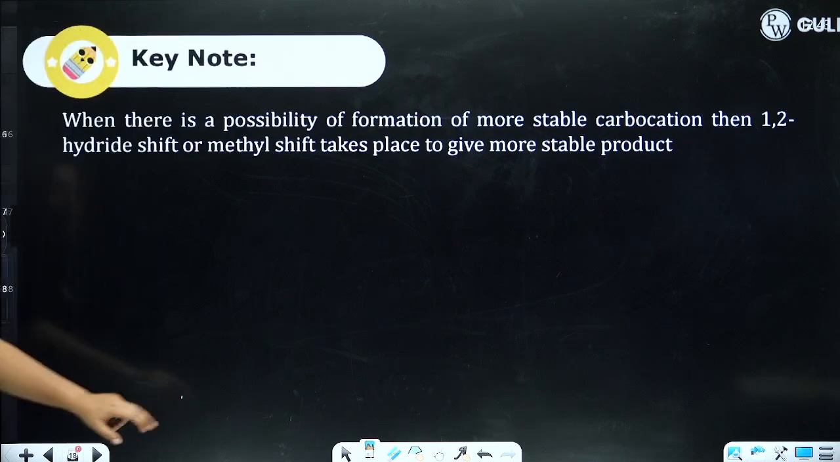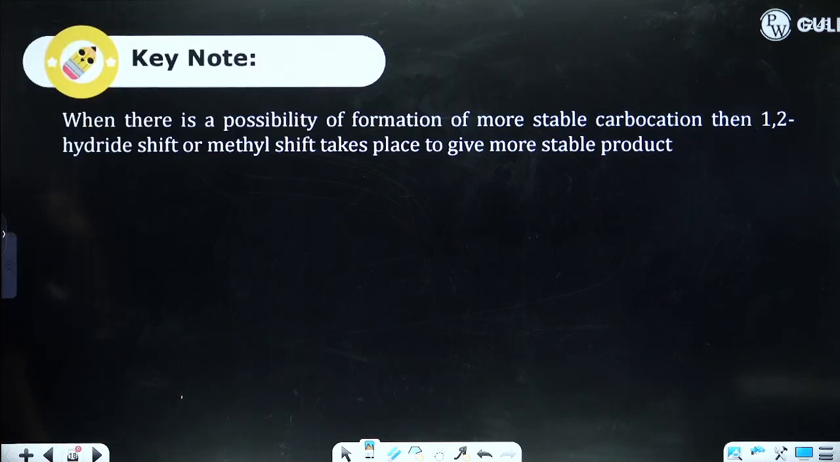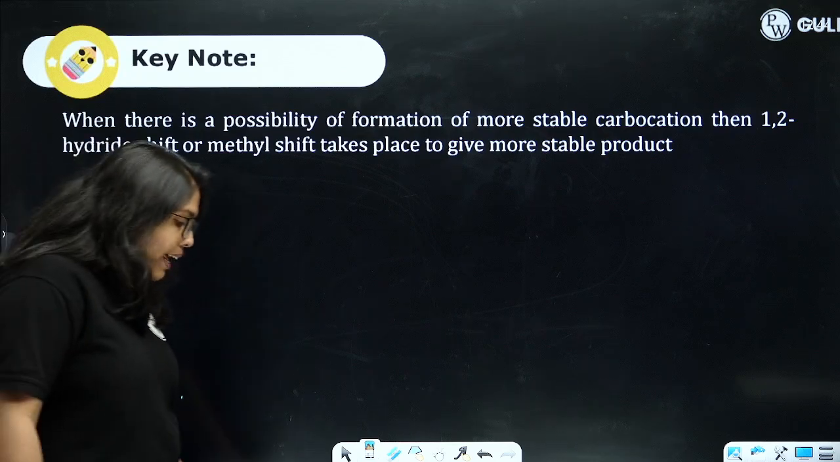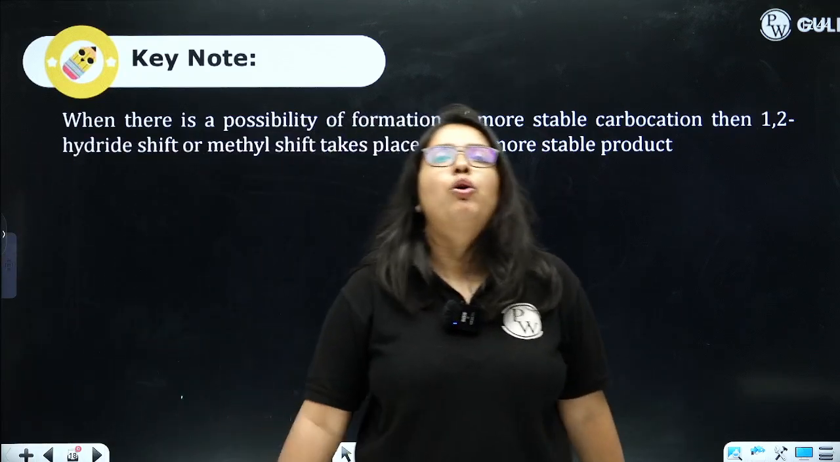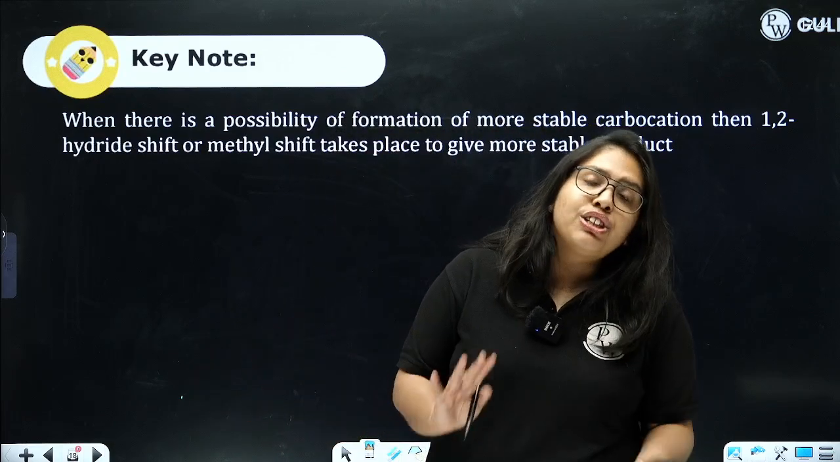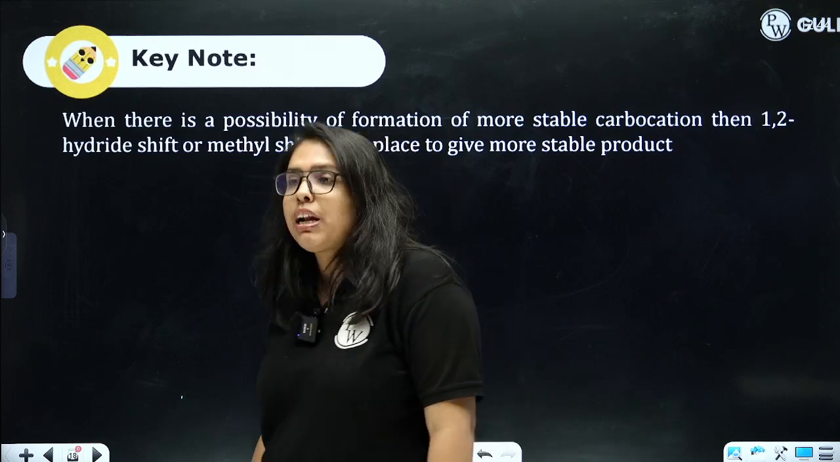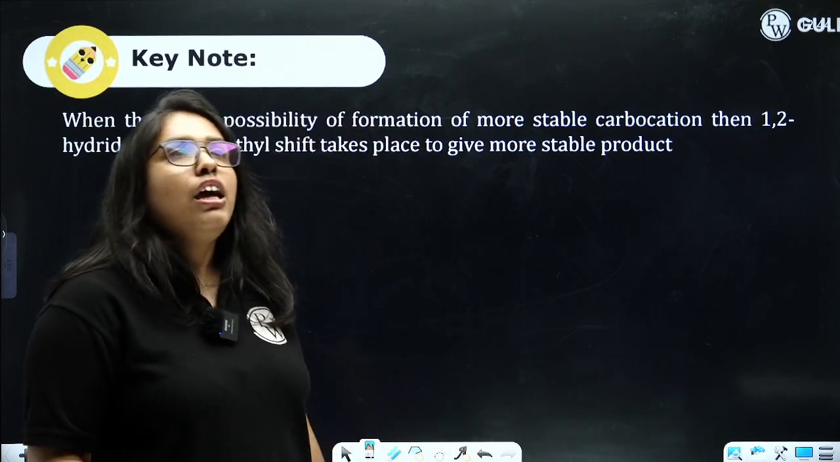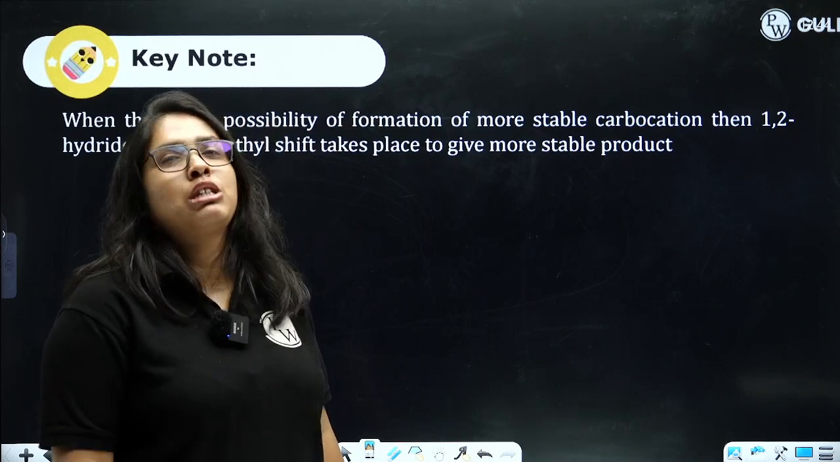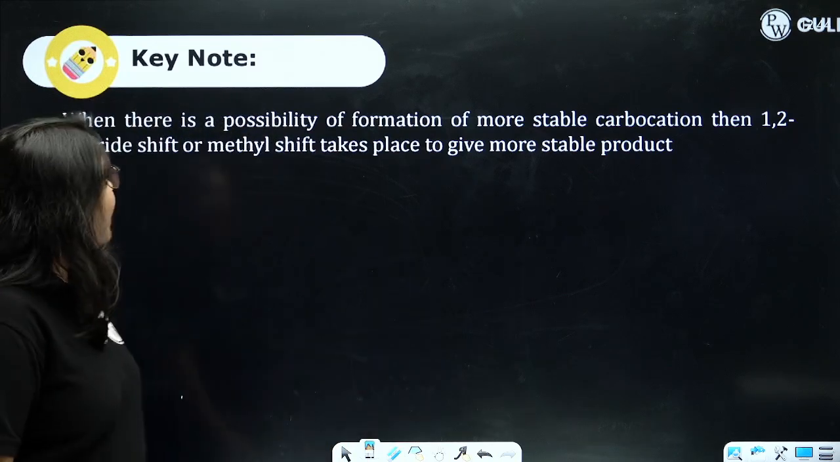Then, when there is a possibility of formation of a more stable carbocation, a 1,2 hydride shift or methyl shift takes place. Sometimes there is a possibility of formation of a carbocation. In that case, hydride or methyl shift takes place so that the more stable carbocation is formed. At the end of the day, we want stable products. Only stable intermediates can give rise to stable products. Keep that in mind. Right?